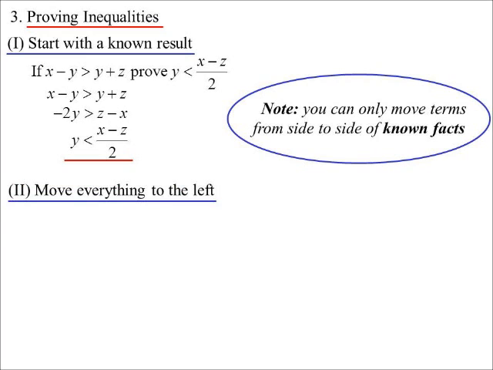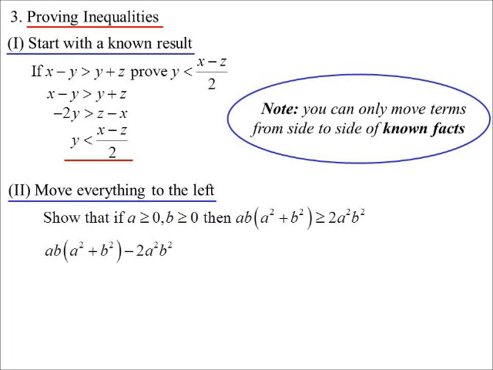I say one of the common ideas, move everything to the left, show it's always greater than 0 or less than 0. So what do we know? We know a is a positive number, b is a positive number. We're going to prove that ab(a squared plus b squared) is always greater than or equal to 2a squared b squared. So what I'm going to do is go, no, I'm not going to do that. I'm going to move everything to the left-hand side, and I'm going to attempt to prove this is greater than or equal to 0.